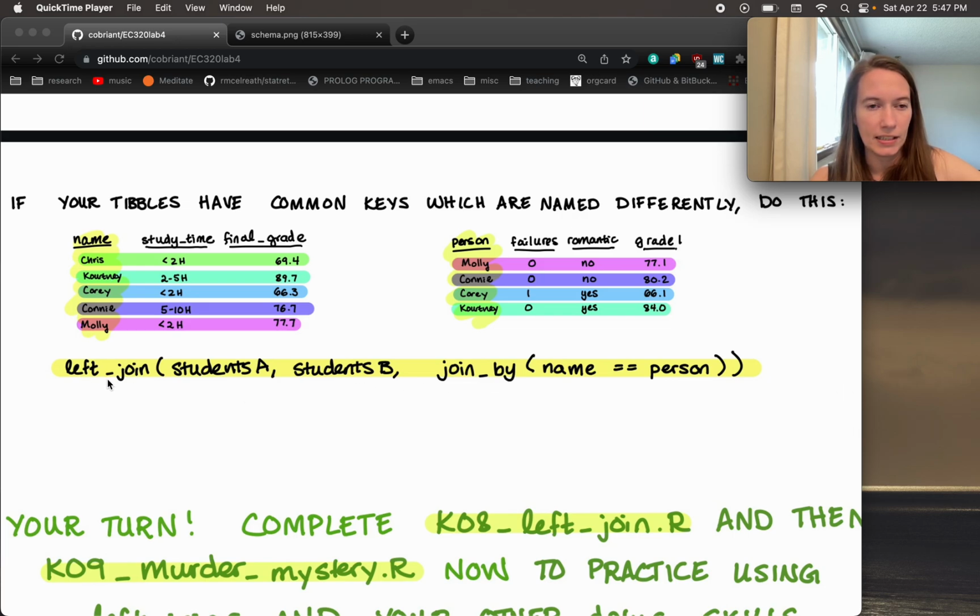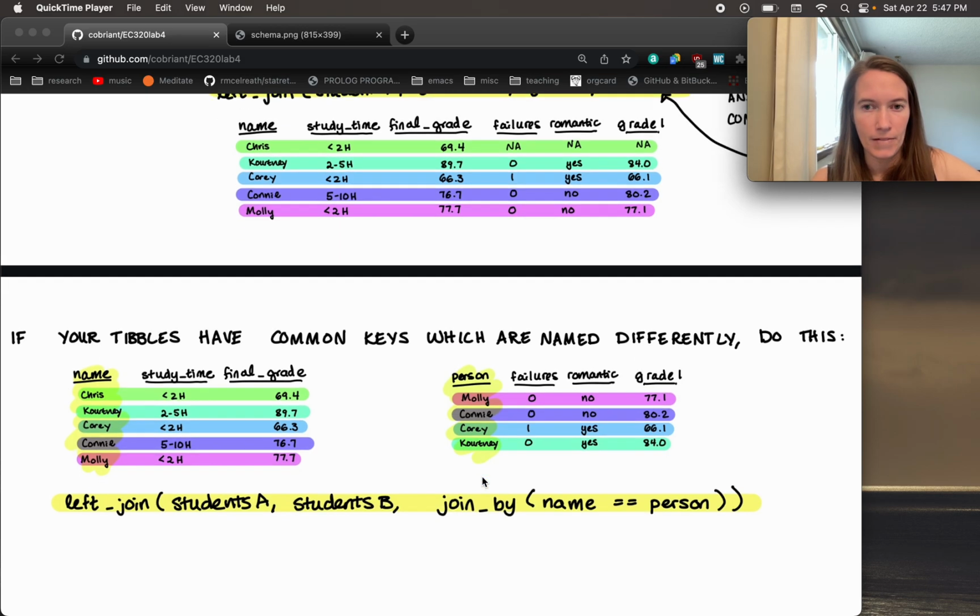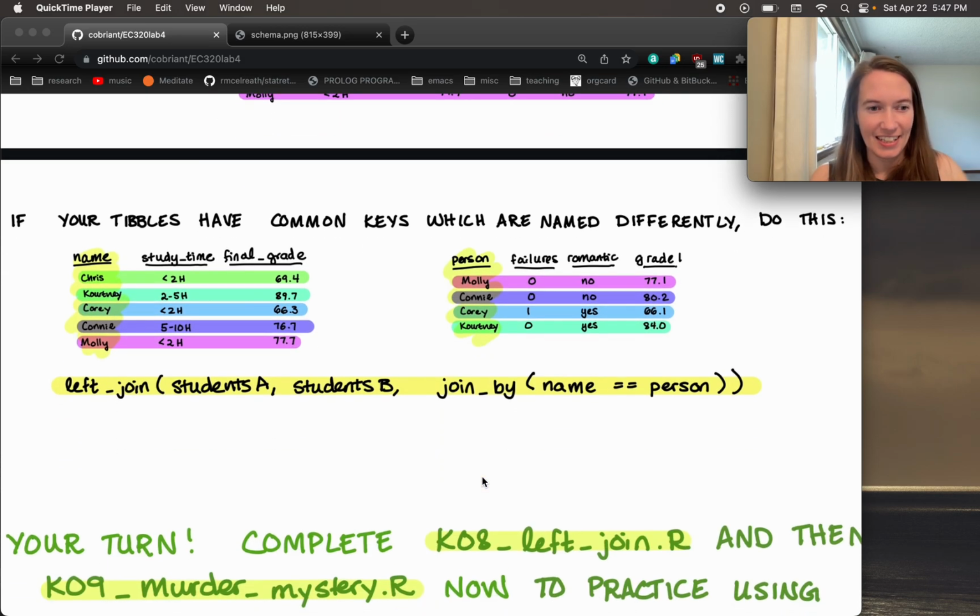But another option is to use this. So instead of saying just join by name, you would say join by name equals person. So name on the left-hand tibble is equal to person on the right-hand tibble. All right, let's see. I think that was all I was going to say.